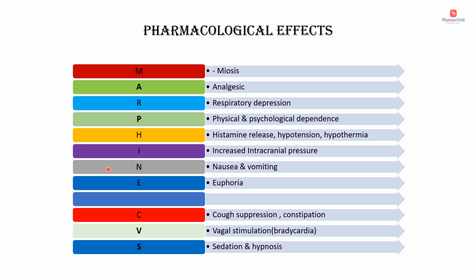And you can use this mnemonic, that is MORPHINE CVS, to learn the pharmacological effects of opioids, where M stands for meiosis, then A stands for the analgesic property, and R for respiratory depression, P stands for physical and psychological dependence, H for histamine release, hypotension and hypothermia, then I stands for increased intracranial pressure, N for nausea and vomiting, E for euphoria. Then C stands for cough suppression, which is the antitussive property, and constipation. Then V stands for vagal stimulation, which results in bradycardia. Then S stands for sedation and hypnosis.